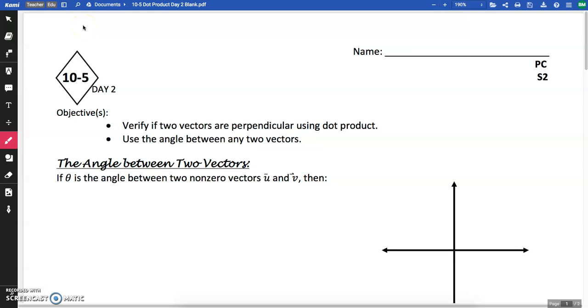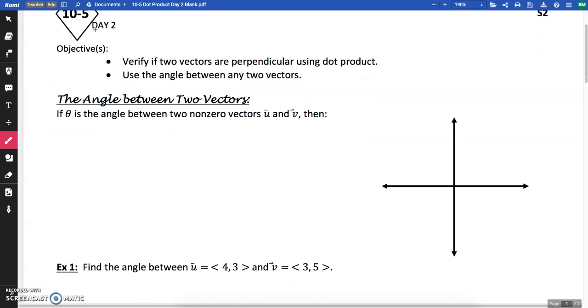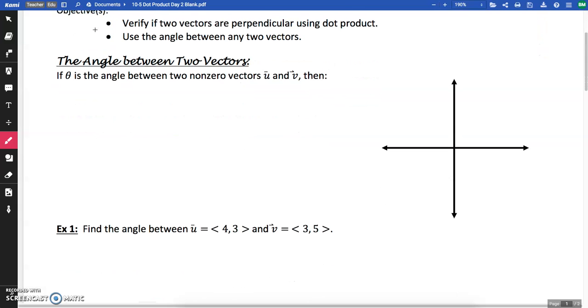Hi guys, today we're doing 10.5 day 2, so we're going to continue looking at the dot product, our new operation with our vectors. Last video we looked only at using the dot product to decide if vectors are perpendicular. Today we're going to look at how we can use the dot product to figure out other angles between two vectors. So if it's not perpendicular, then what is the angle measure? So we'll start by writing down the formula for that.